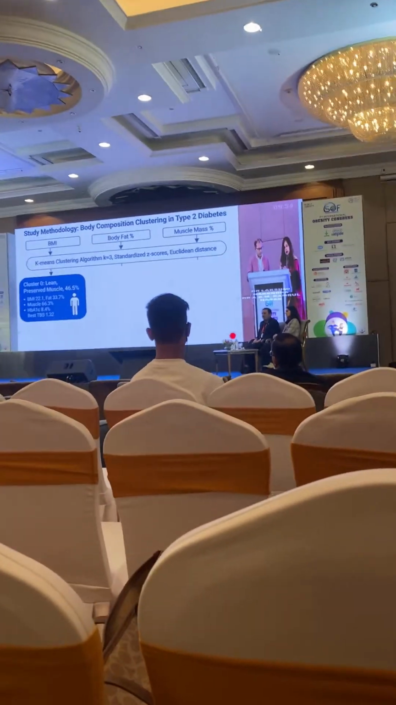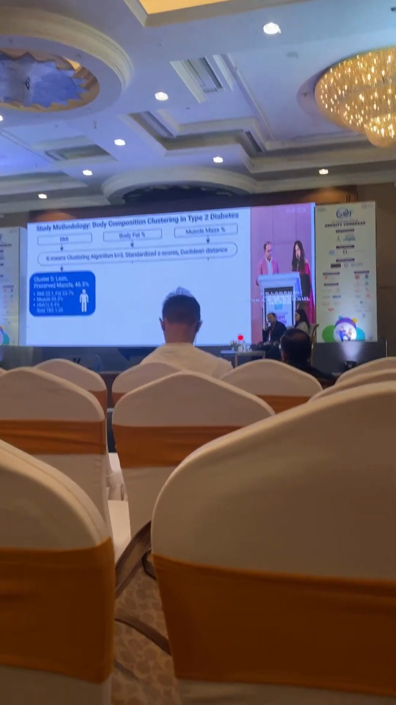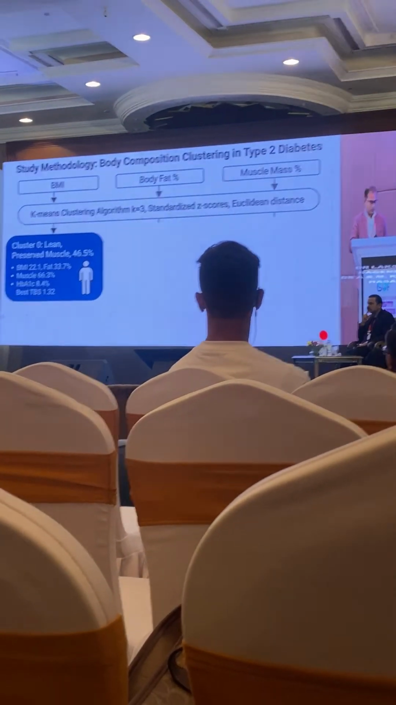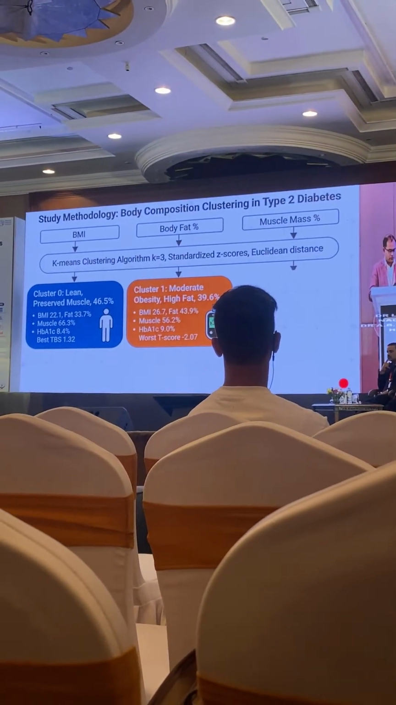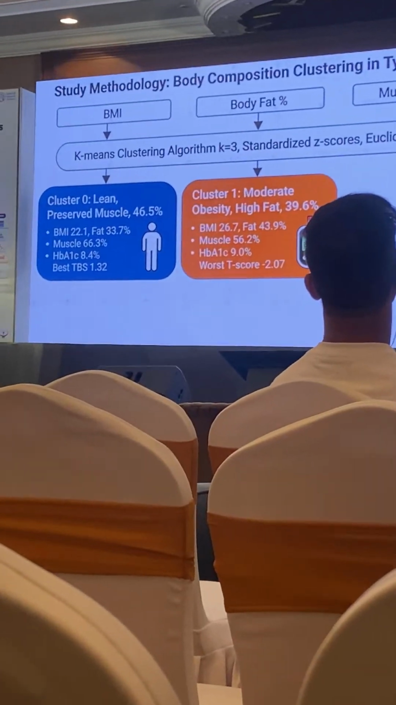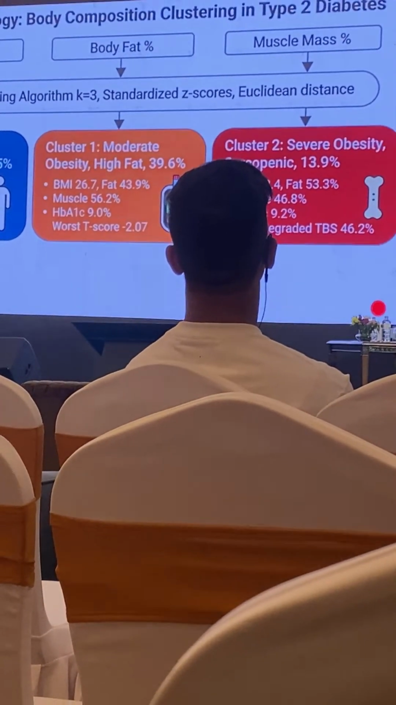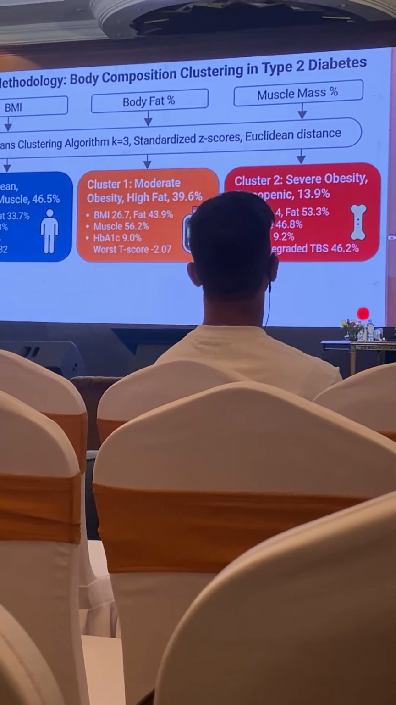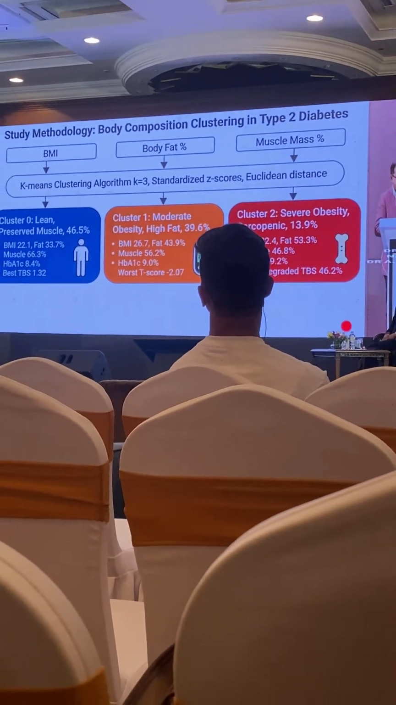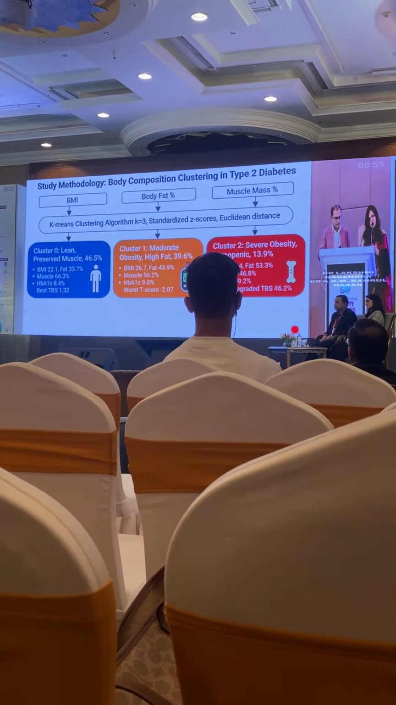We did this study in our setup, which looked at clusters in type 2 diabetes. We found three clusters. Cluster 0, which was lean, had the best TBS, the trabecular bone score, and the best microarchitecture. Cluster 1, which had moderate obesity and high fat, had the worst T-score when you look at BMD. Cluster 2, which had severe obesity, had the most degraded TBS. So the patients who are most eligible for GLP-1 analogs actually have the worst bone health, and we are going to start them on GLP-1 analogs and put them at further risk of fractures.